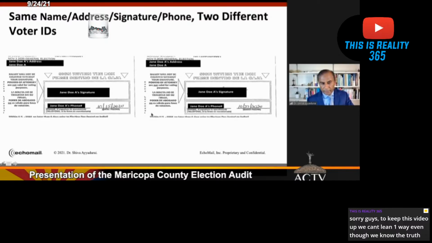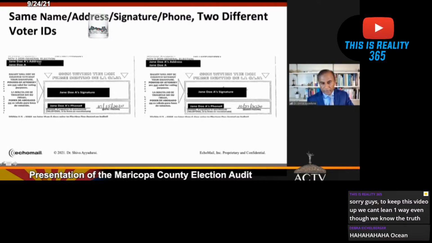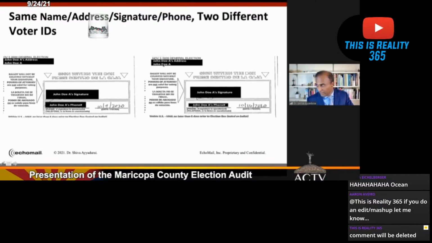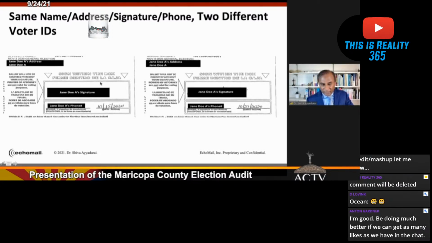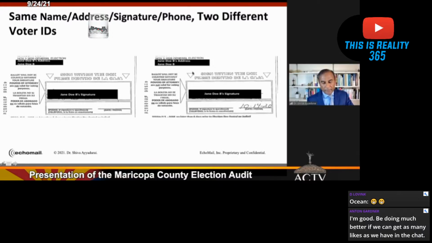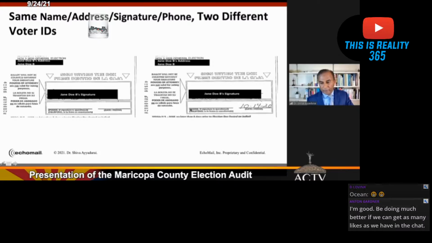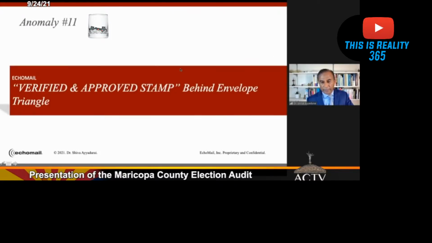And another example here. Actually, there are three examples here. Another person here, we call, by the way, there's not a person called John Doe. This is just to protect the innocent. And this is Jane Doe, again, matching signatures, same address, same phone number, but two different voter IDs. Same here, two different voter IDs, same address, same name. We don't have a phone number here, et cetera. So we have three examples of that.